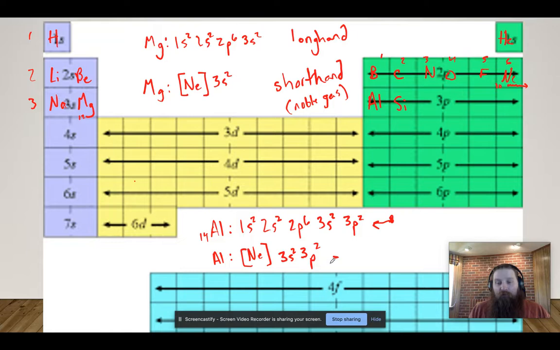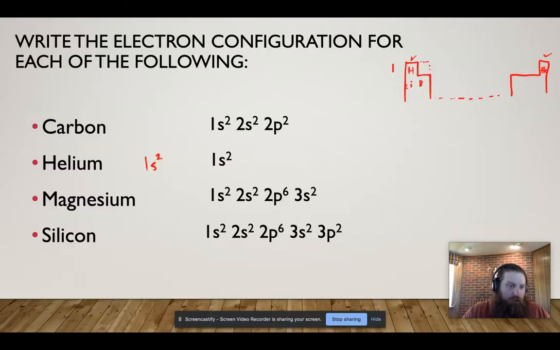So aluminum has 4 valence electrons. Something's not right here. That should be 3p1, not 2. This should be 3p1. See that? Aluminum has 3 valence electrons, not 4. Sorry, it was 4. Sorry about that. Silicon would be 3p2, and silicon down here would be 3p2. Sorry about that. All right, moving on along.